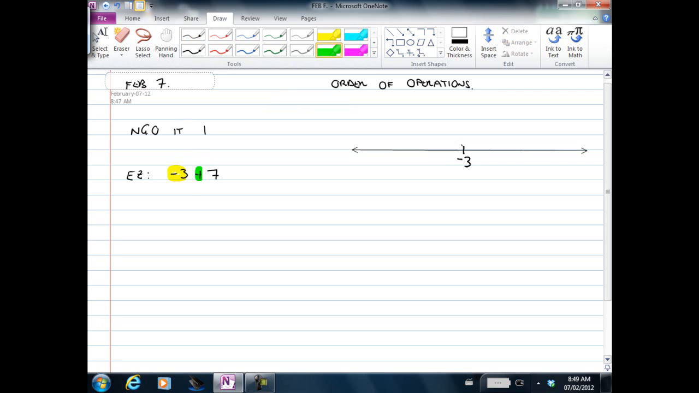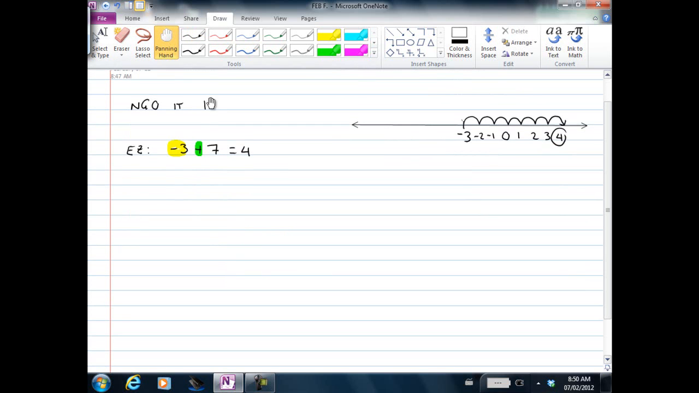And Harneet, back in the days when I taught you how to add, subtract, positive means to the right. So I'm going to count 7 spaces to the right. 1, 2, 3, 4, 5, 6, 7. And if I label my number line, this is -2, -1, 0, 1, 2, 3, and 4. So the answer really is 4. Very nice.